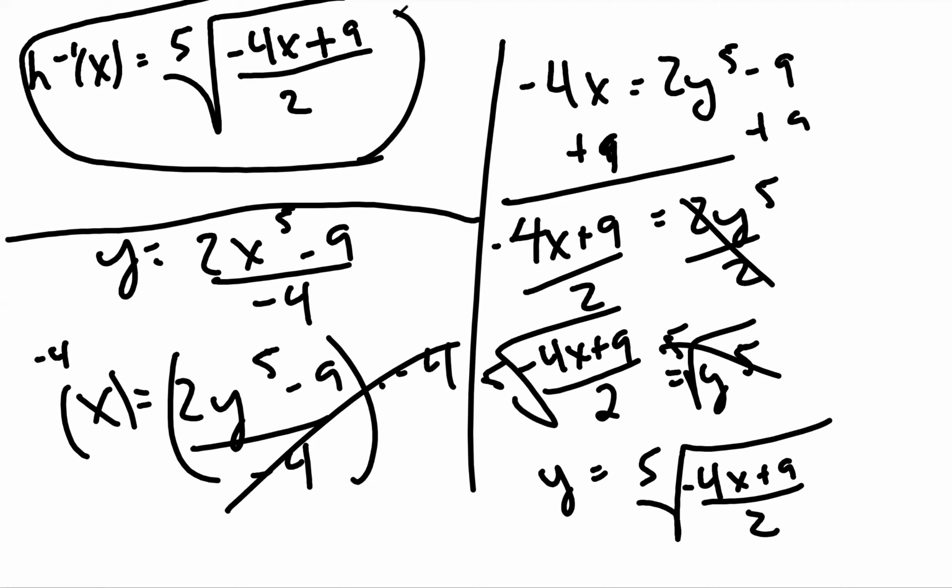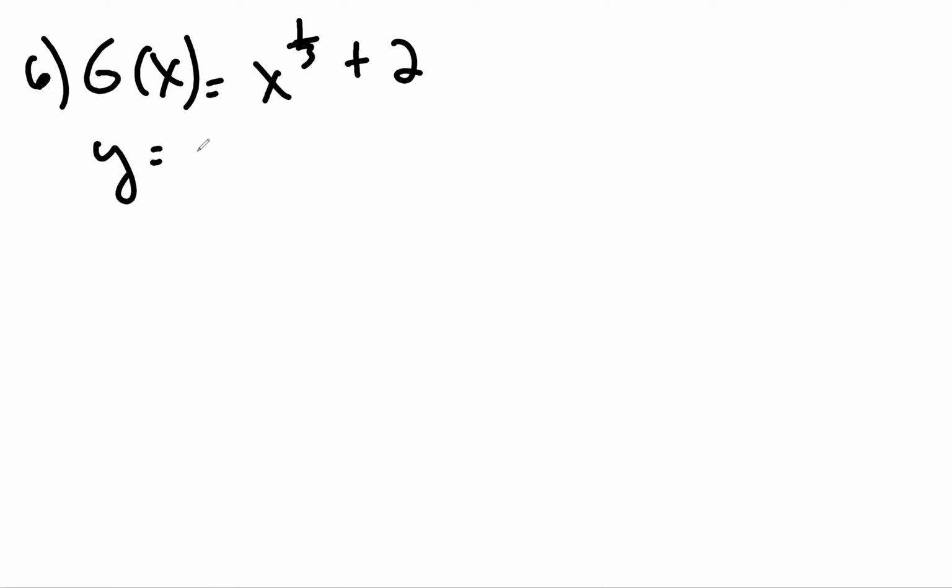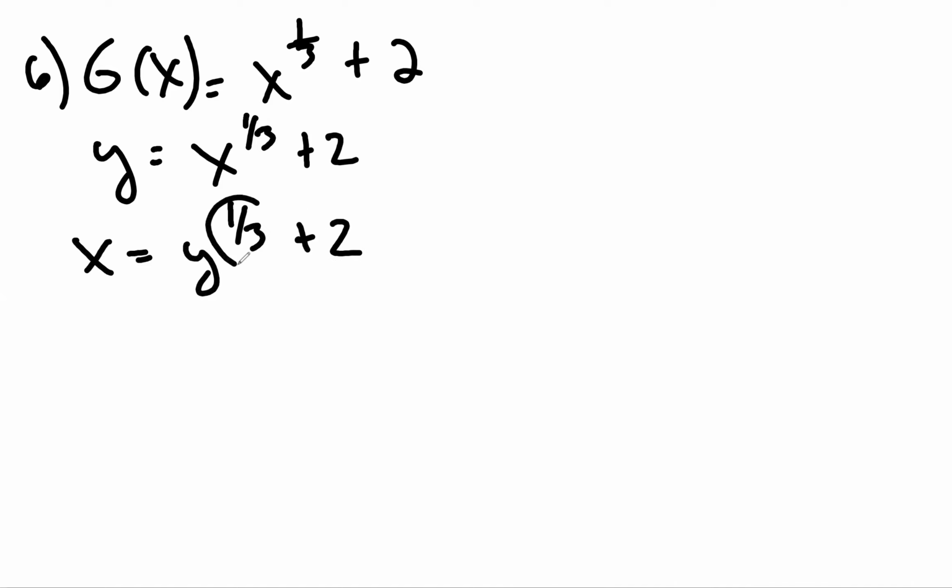Okay, number 6. We're going to start out with g of x equals x to the 1/3, so here's another fraction problem, plus 2. And so I'm going to start out by rewriting this as a y value. And I'm going to switch the x and the y location. And then if we think back, we remember, hey, when we have this fraction, it's actually the root. In this case, it's going to be the cube root. So I'm going to have x equals the cube root of y plus 2.